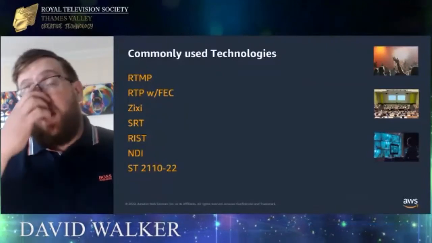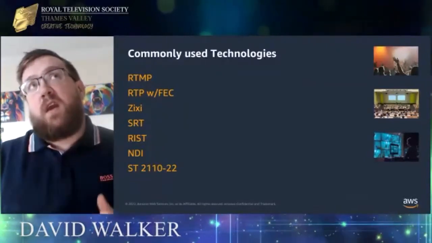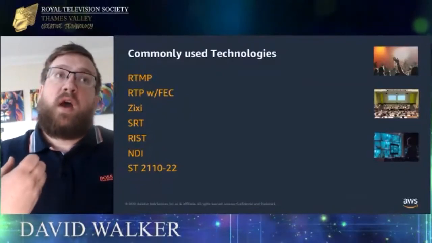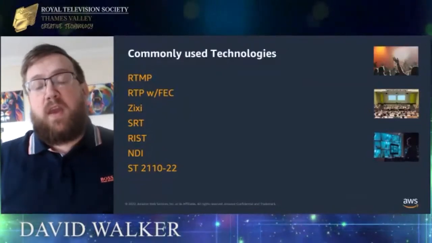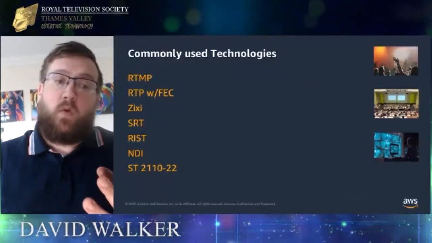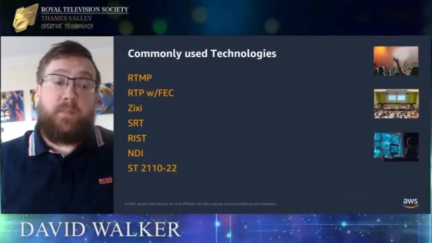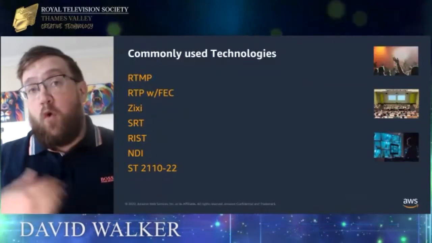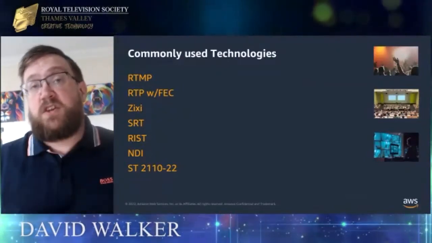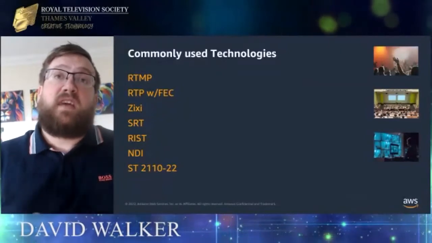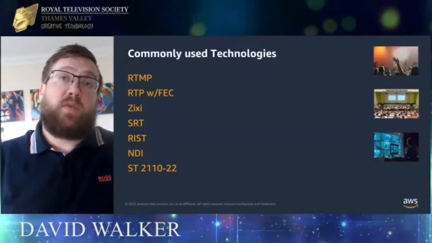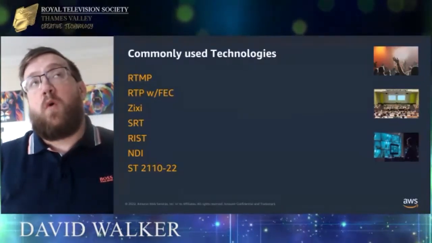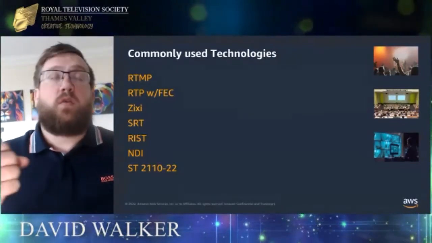We do see a lot of people using RTP with FEC to send some streams into the cloud, particularly over things like private connections. In terms of AWS, we have a concept we call Direct Connect, which is applicable for all of these protocols listed on the presentation. But Direct Connect is a fiber connection from your on-premise solution, your on-premise facility, or trackside or stadium.